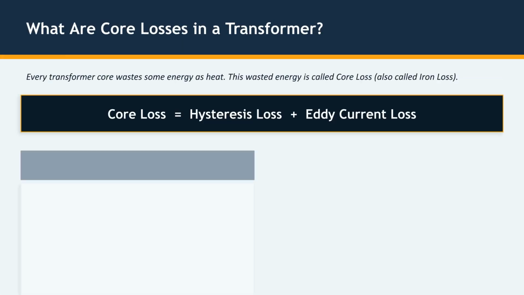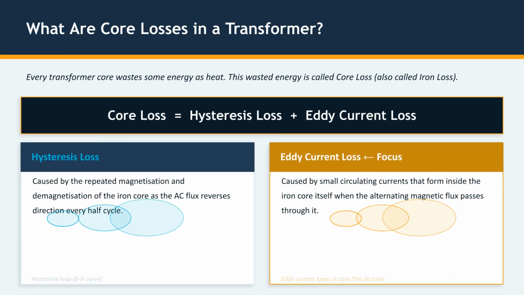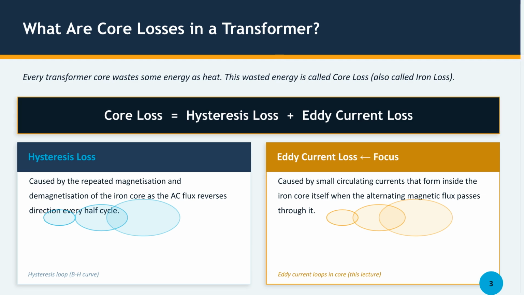Core loss, or iron loss, is the energy wasted as heat in the core. It comprises hysteresis loss from repeated magnetization cycles and eddy current loss. Eddy currents are small circulating currents induced inside the core when the alternating magnetic flux passes through it.